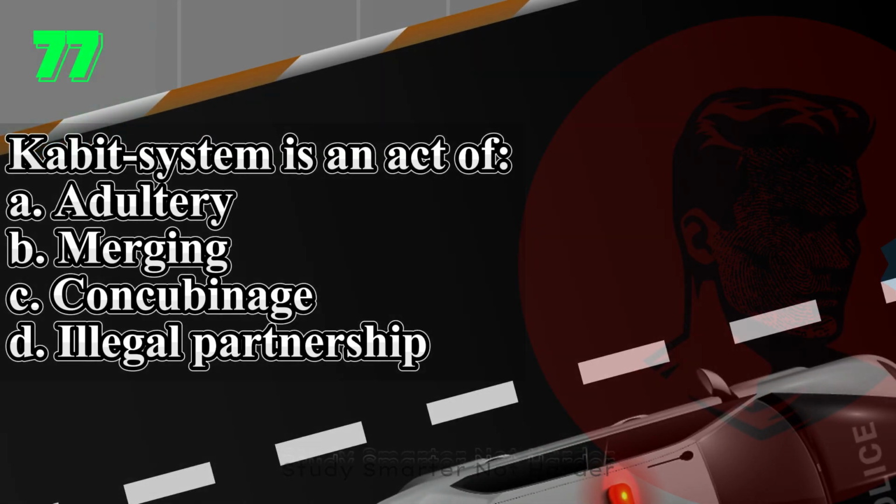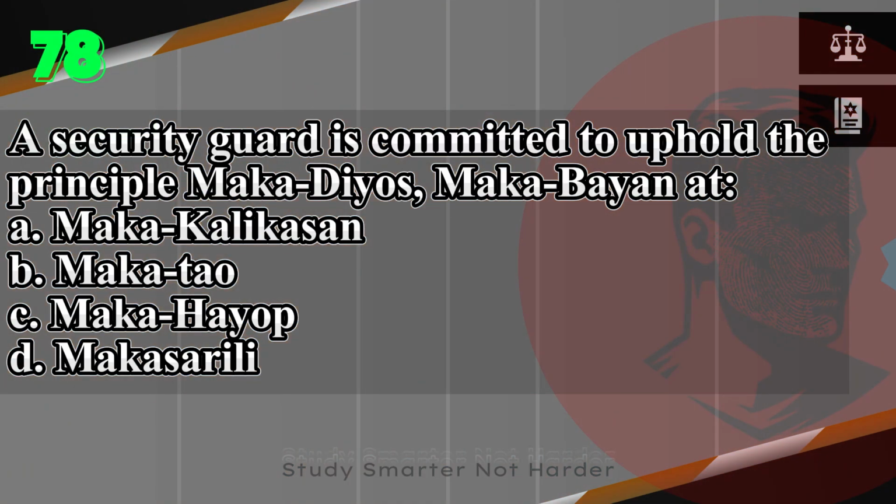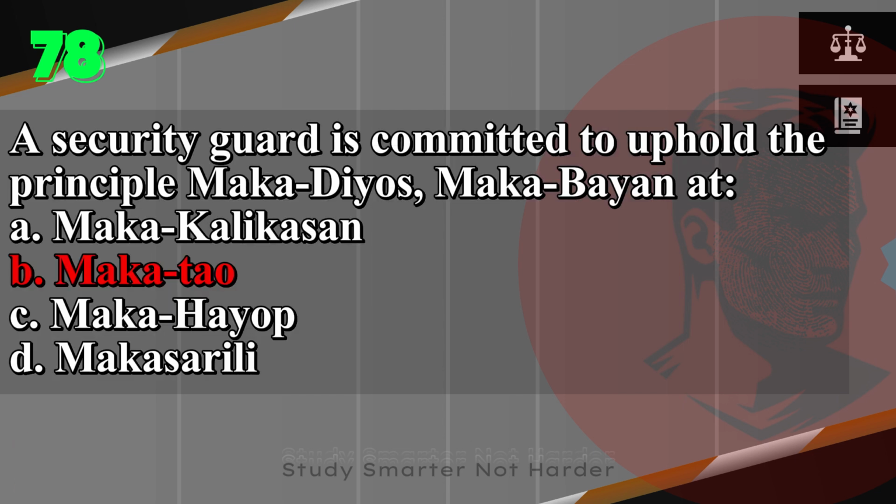77. Cabot system is an act of A. Adultery. B. Merging. C. Concubinage. D. Illegal partnership. B. Merging. 78. A security guard is committed to uphold the principle of Makadiyos, Makabayan, A. Makakalikasan. B. Makadao. C. Makahayop. D. Makasarili. B. Makadao.